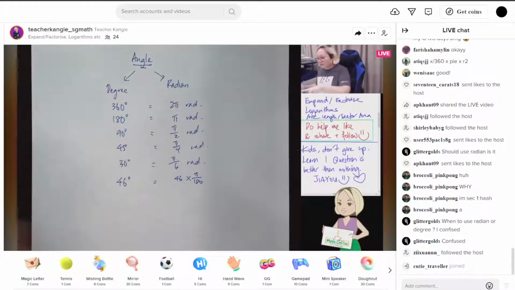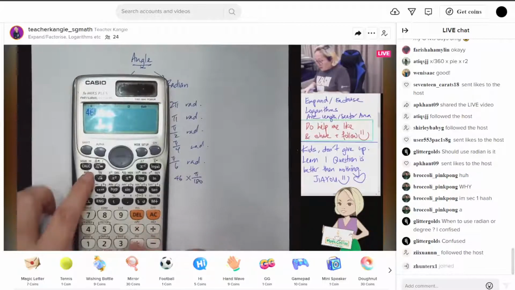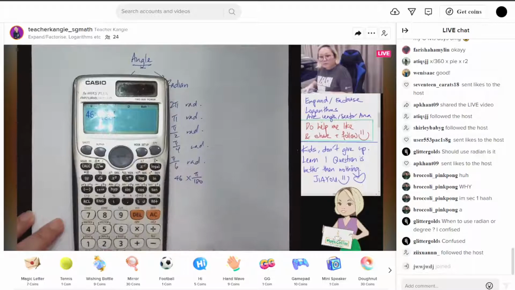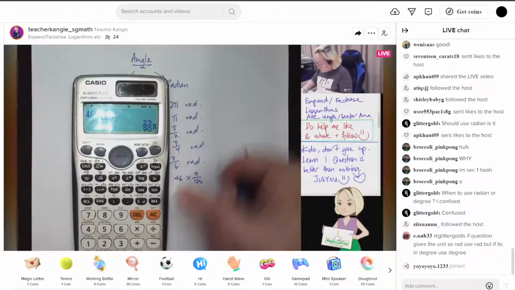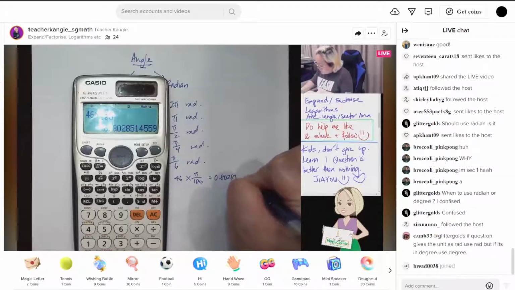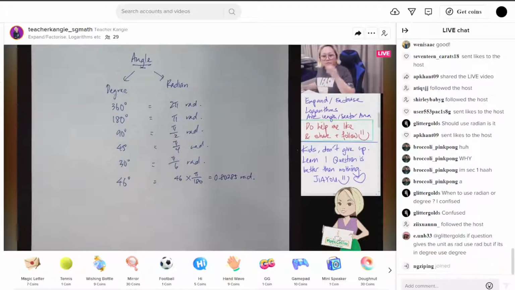Then, of course, leave it to the calculator. So it will be 46 times pi over 180, and that will give us, put decimal, 0.80285 radian. If the question gives you the unit as radian, you use the radian formula. When it's degree, you use the degree formula.